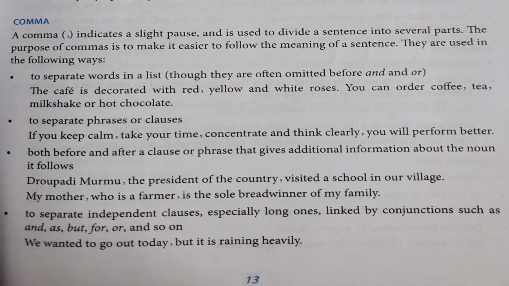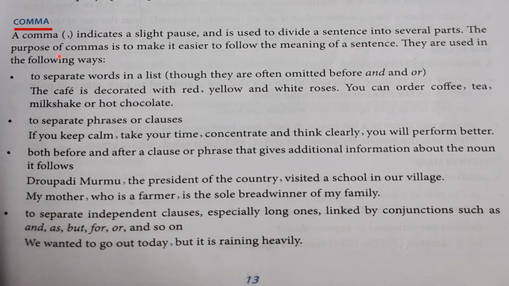Then the next punctuation mark is the comma. A comma indicates, this is the symbol of comma, students, a slight pause and is used to divide a sentence into several parts. Sometimes we have to use a very lengthy sentence. So to enable the readers or the listeners to understand it, we have to break it into parts, and that breaking is indicated with commas.